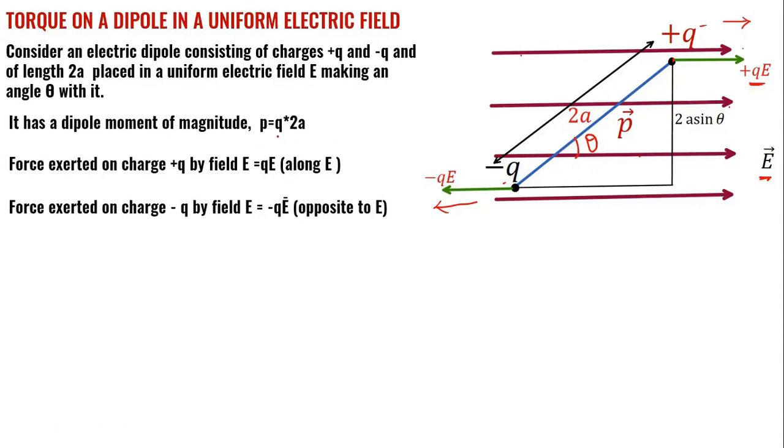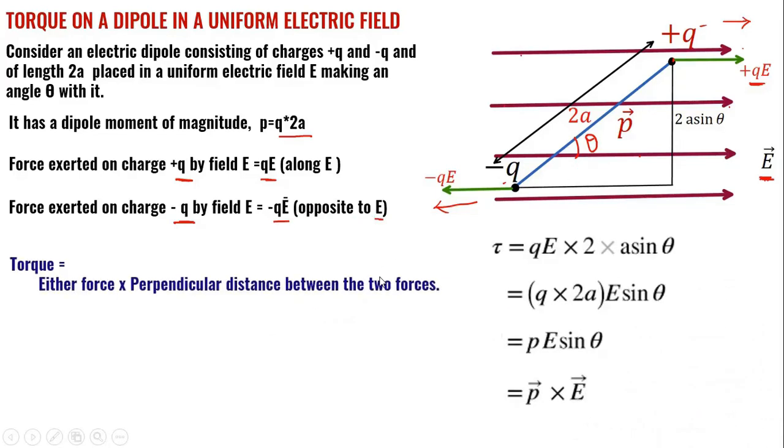It equals q into 2a. Further, the force exerted on the charge plus q by the field is qE, which is along the direction of the electric field, whereas the force exerted on the charge negative q is minus qE, which is opposite to the electric field. That is why we have included the negative sign. You will find that these two equal and opposite forces cancel out each other, but they constitute a torque.